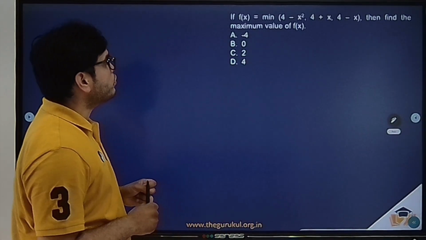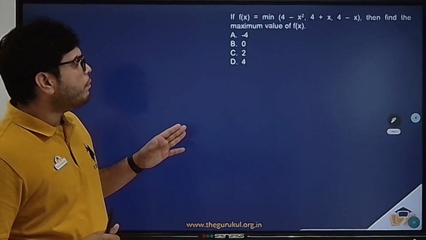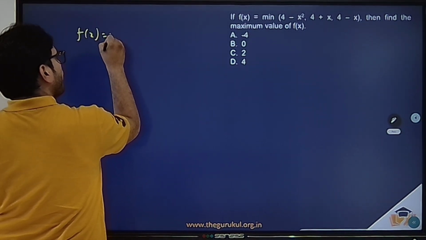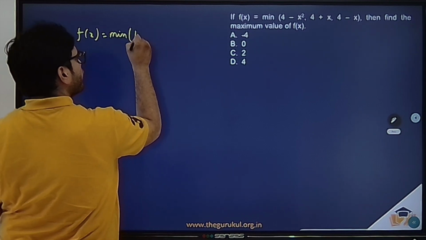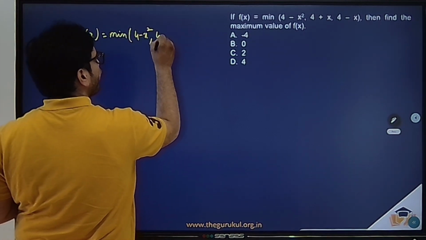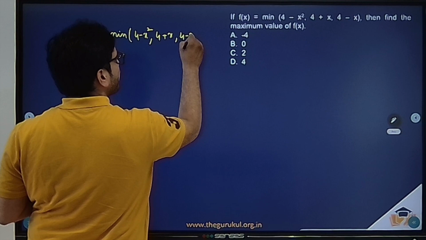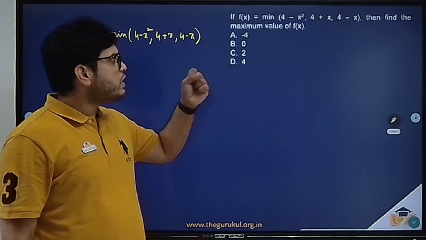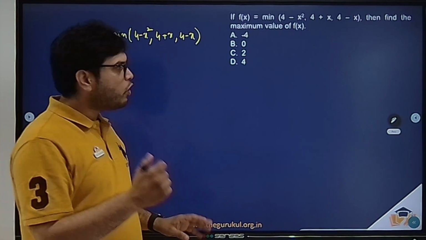Now coming to the fifth question. If f of x is equal to the minimum of 4 minus x square, 4 plus x and 4 minus x, then find the maximum value of f of x. Now let us understand how to solve this question using a small example.